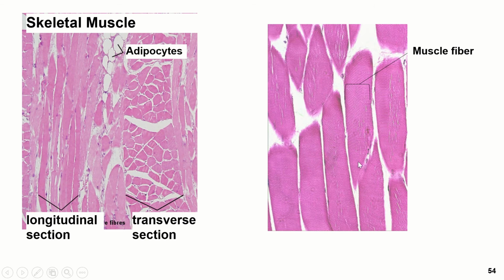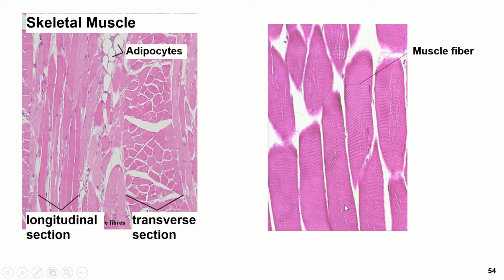Now, when we look at it at a lower magnification, sometimes the striations aren't as obvious, but when you look closely, you can still see them. You see these dark and light stripes. Again, here's a muscle fiber, so it's a very long cell. At low magnification like this, it can be really hard to see the nuclei, but if you look closely, you can start seeing them. Now, over here, what we have is a longitudinal section through muscle.